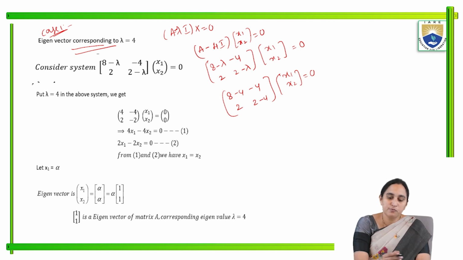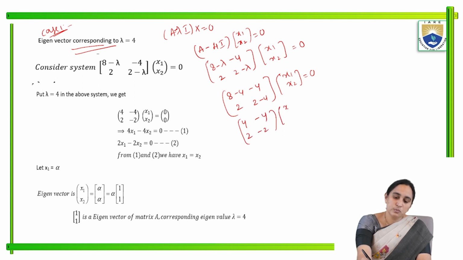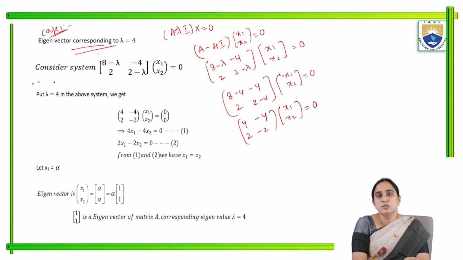Here 8 minus 4 means 4, and minus 4, 2, and 2 minus 4 means minus 2, into x1, x2 is equal to 0. This is a 2 by 2 matrix, so easily we can find it. Write it in equation form, and solving the two equations directly we get the x1 and x2 values.